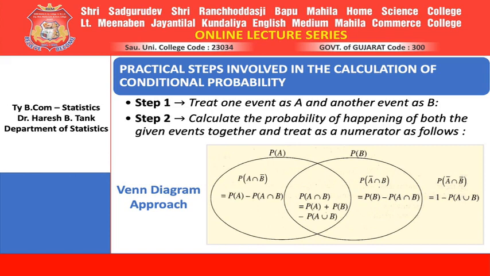Whenever we talk about conditional probability, naturally the Venn diagrammatic approach may be looking somewhat like this. The first step is to treat one event as A and another event as B. Calculate the probability of happening of both the given events together and treat it as a numerator. This Venn diagram, we have seen it earlier even when we were discussing the addition theorem of probability. So there is nothing new in this Venn diagram approach, right?